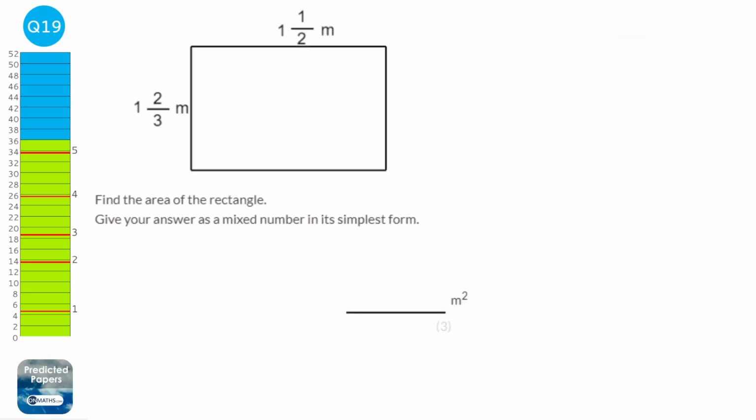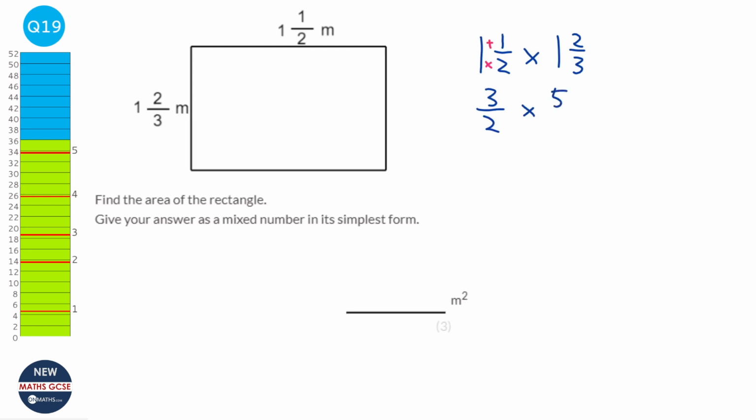To work out the area of a rectangle, we just multiply the width and the length. Here they are mixed numbers, so all we do is the width times the length. Now when you multiply with fractions, always make them top heavy first, or improper, and to do that you times the big number by the bottom and add it to the top. So we're going to do 1 times 2 and add it to the top, so 3 over 2. Same with this one, 1 times the 3 at the bottom, added to the top. 1 times 3 is 3, add to the top is 5.